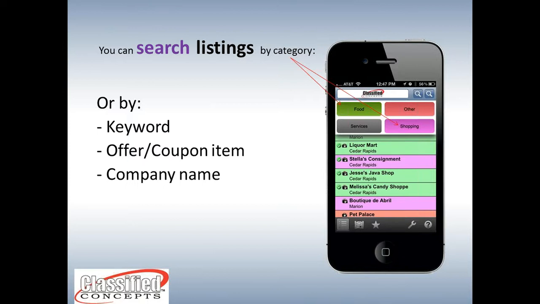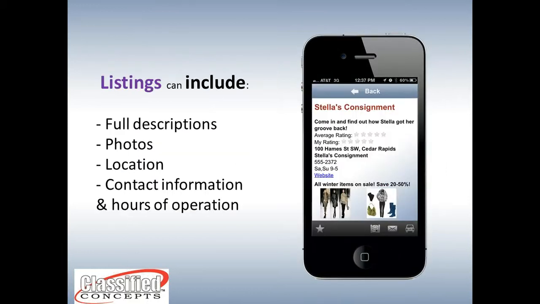Also by company name. There's obviously some folks that just want to do business with one particular retailer, one particular restaurant, and that's perfectly fine. You can go in and search by that particular company's name. In this instance, we've pulled up Stella's Consignment Shop. So this listing can include full descriptions, photos, location, contact information, and of course hours of operation.